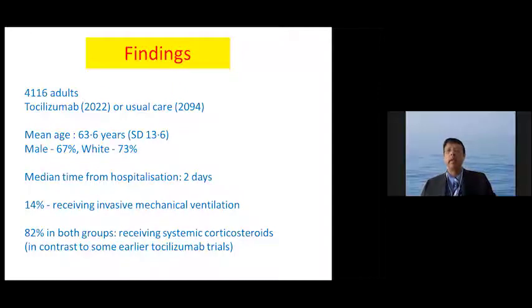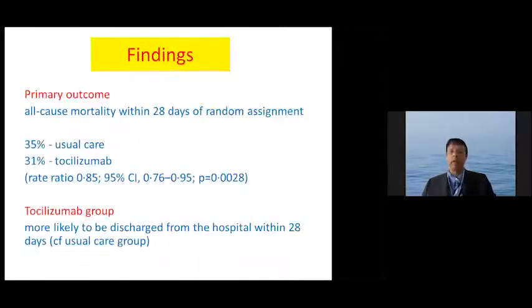4,116 adults were included, with the numbers distributed between tocilizumab and usual care as shown in the slide. The mean age was over 60 years, and it was predominantly white males. Median time from hospitalization was about 2 days, and 14% were receiving invasive mechanical ventilation at the time they were randomized. 82% of patients in both groups were receiving corticosteroids, and this was in contrast to earlier studies because by that time, the benefit of dexamethasone had been proven, and these patients were having this drug.